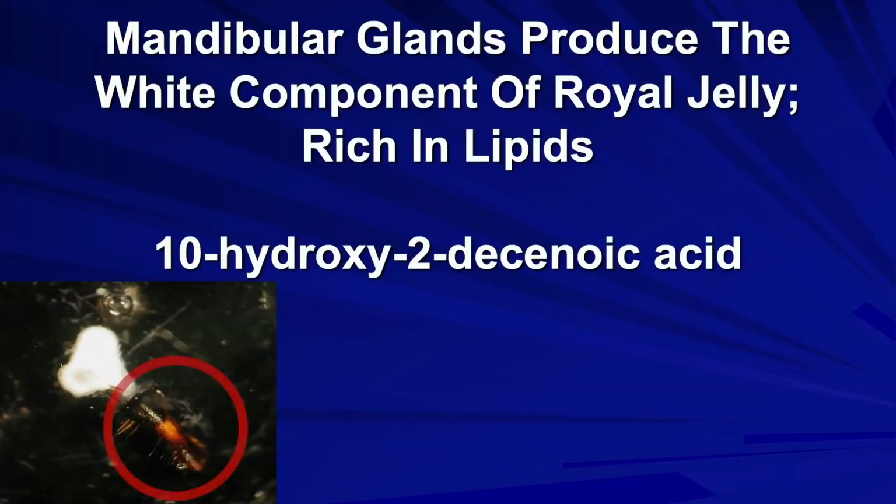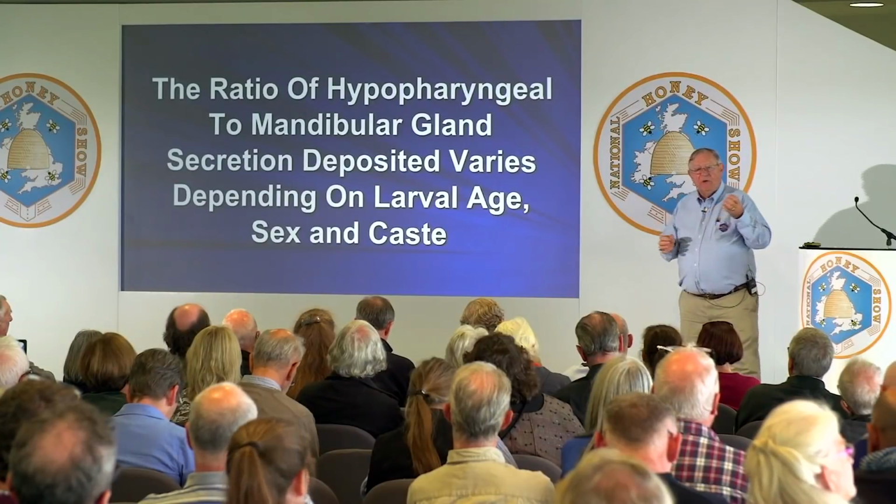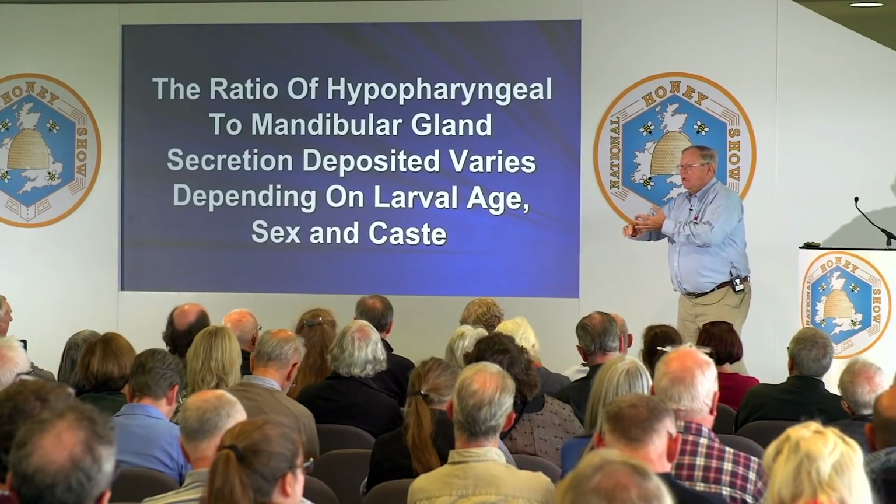Even though this is not a good photograph, this is the mandible of the bee, this is the mandibular gland. In honeybees, the mandibles go like this, okay? And what we're saying is, in this area, that's where the gland is located. They secrete the milky portion or the white portion of royal jelly, and it moves down through the mandible into the mouth area or the oral area of the bee. So the ratio of hypopharyngeal to mandibular gland secretion deposited varies depending on the larval age, the sex, and the caste. This is the idea where we use the terms royal jelly, worker jelly, drone jelly.